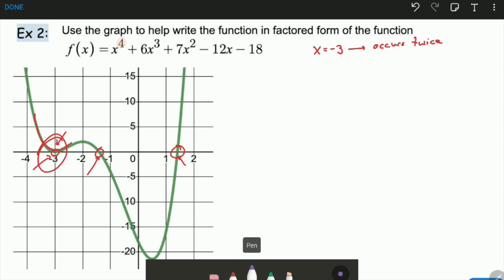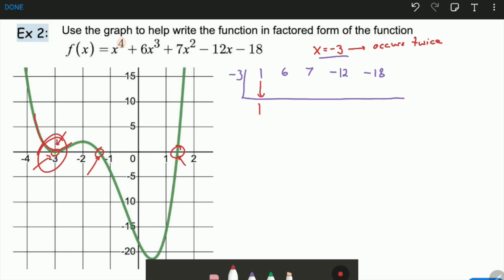With that being known, I'm going to use the roots I do know, the -3, to reduce the degree of this polynomial. So -3 is my root. My coefficients, starting with x to the 4th, are 1x to the 4th, then 6x to the 3rd, then 7x squared, -12x, and then -18. As we do this, our remainder should be 0, because we do know that x equal to -3 is a root.